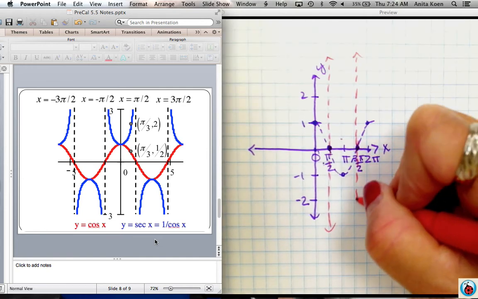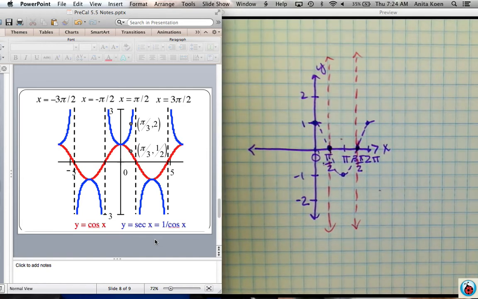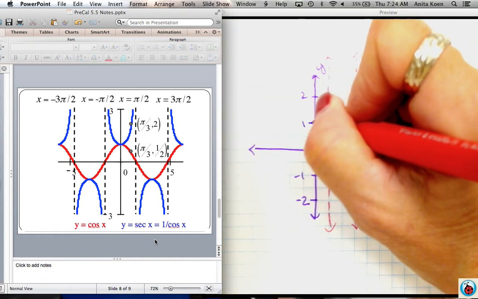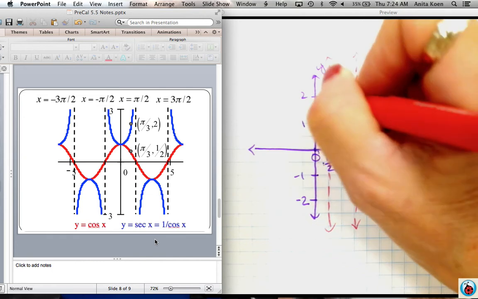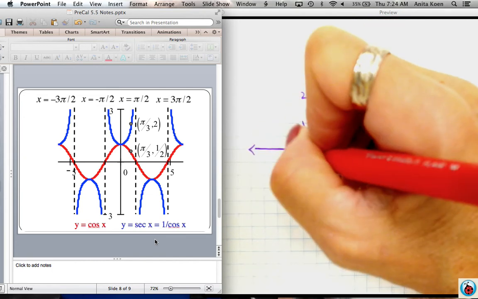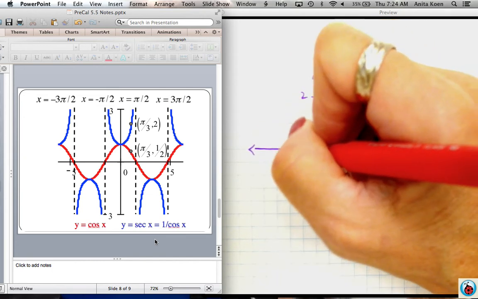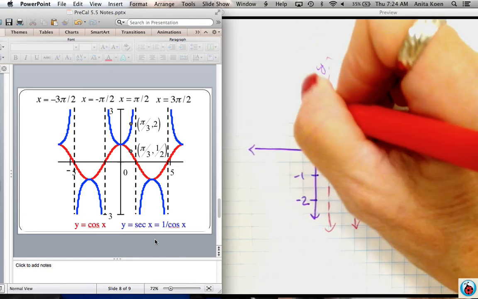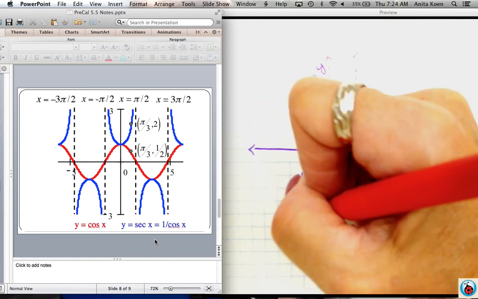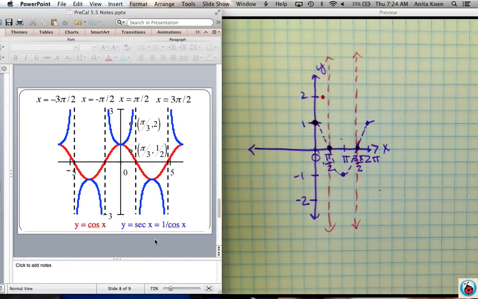So there are my asymptotes. And again, we're just going to be doing the reciprocals. So the reciprocal of 1 is 1, the reciprocal of 1/2 is 2, and over here we'd have another. This would continue, but I'm not really interested. You can do this other period if you'd like to, but you certainly don't have to.